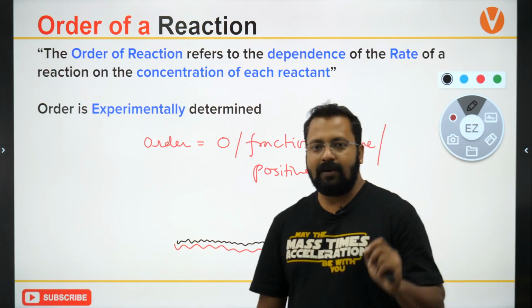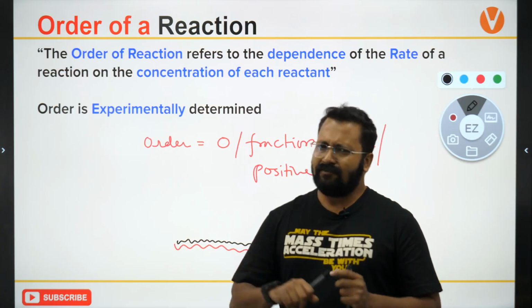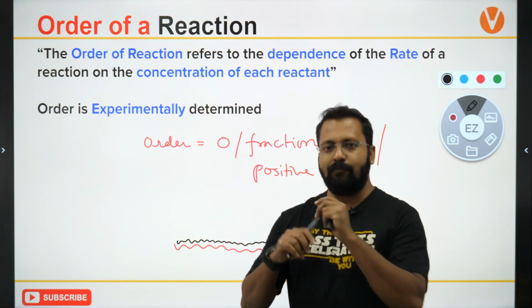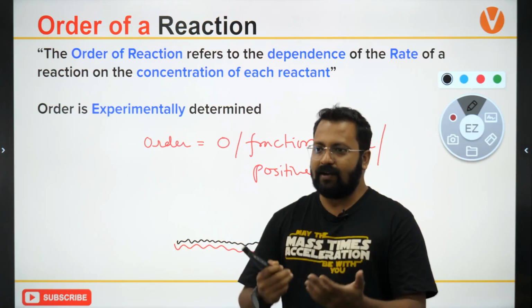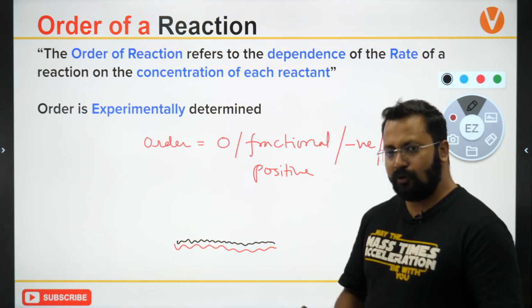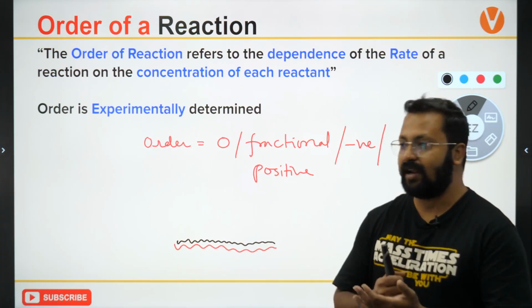Try to write in the comment section what is an example of a negative order reaction. Negative order is a very important type of reaction in our atmosphere. Try to identify that. So please do write in the comment section what is an example of a negative order reaction.